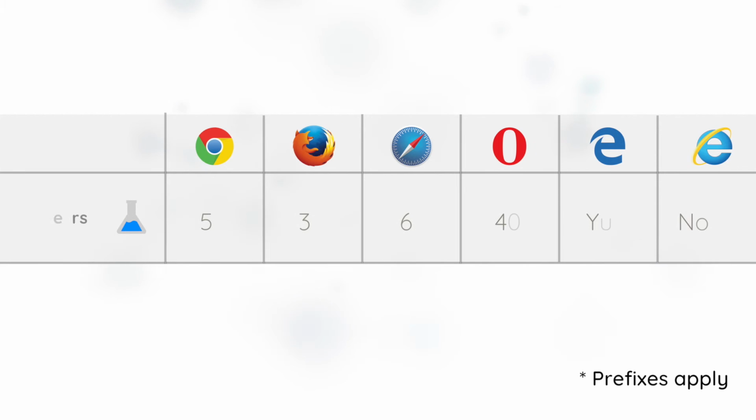CSS filters are relatively new, but they are widely supported by browsers, except Internet Explorer. CSS filters are released under the CSS Filter Effects module, which is currently at level 1 and is in the drafting stage. So we can expect some more features to be added to it in the near future. If you want to read more about them, we have links in the description. Make sure you check them out.